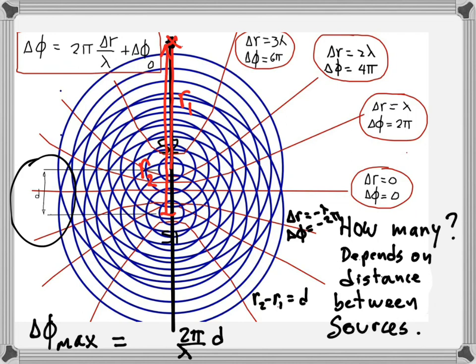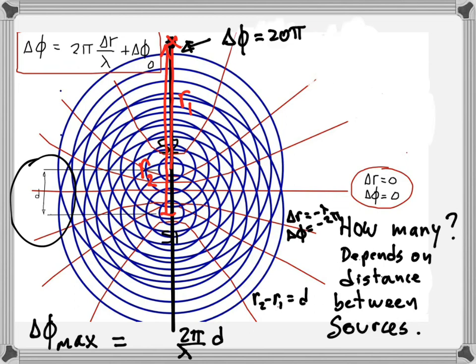Any other point that you choose, for example, if you choose the horizontal line that bisects the two sources, you'll find that delta R is 0 along that line. The line that has the biggest difference in path length is the line that contains the two sources. So the maximum difference in phase will be 2 pi over lambda times the distance between the sources, 2 pi over lambda times d.